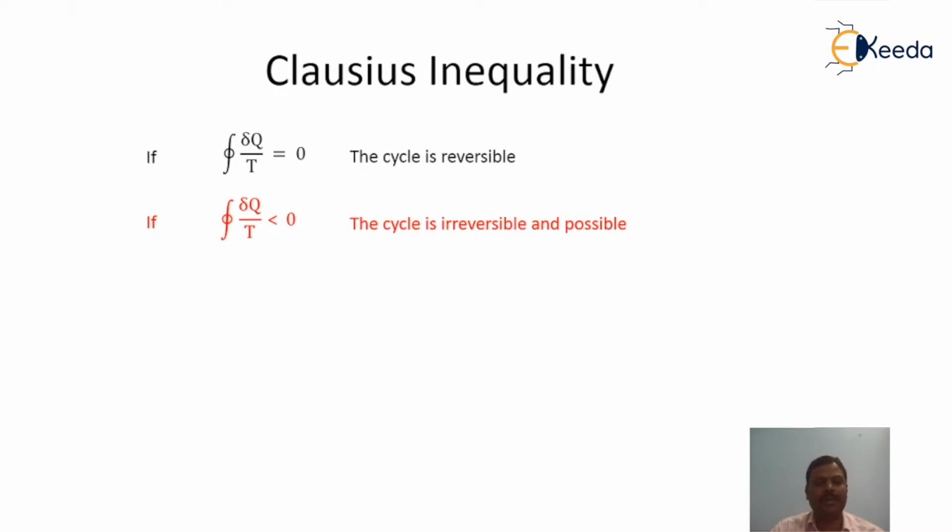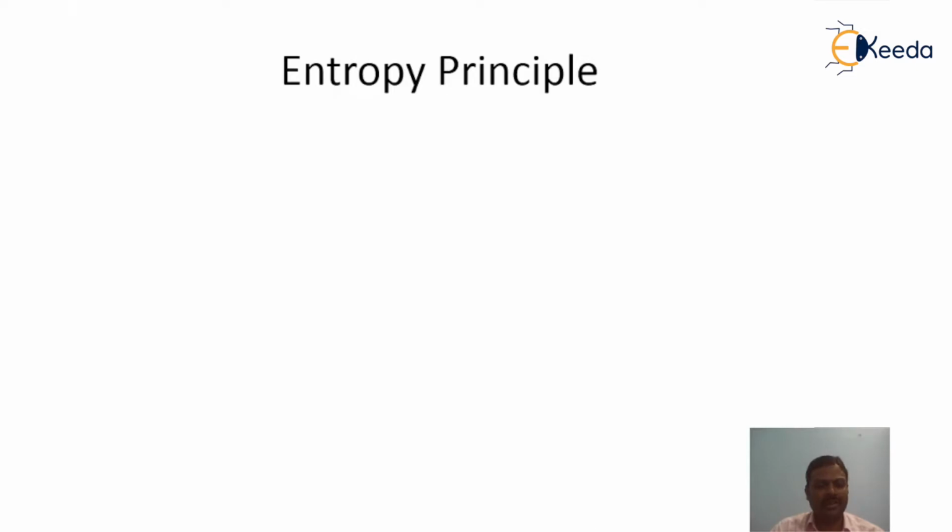If the cyclic integral of delta Q divided by T is greater than 0, the cycle is impossible since it violates the second law of thermodynamics. So that is about Clausius inequality. Now let us discuss the entropy principle.